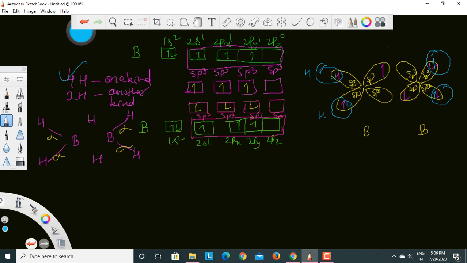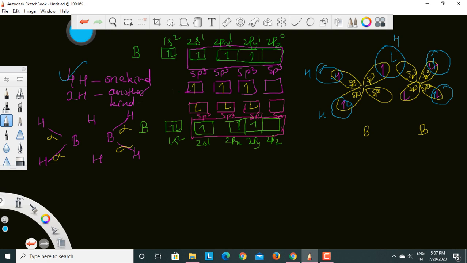Suppose we will make hydrogen here. Suppose our hydrogen is here. And this hydrogen makes bond simultaneously with this boron and this boron. So if this hydrogen is making simultaneous bond with this boron and this boron, then suppose this is the hydrogen, this is the electron. It is making bond simultaneously with this boron and this boron. Then only this dimer of BH3, that is B2H6, exists.